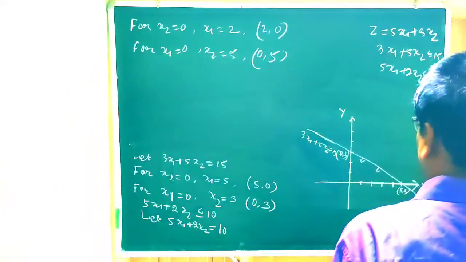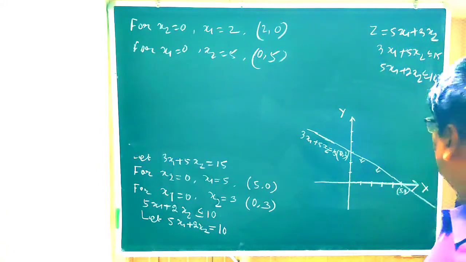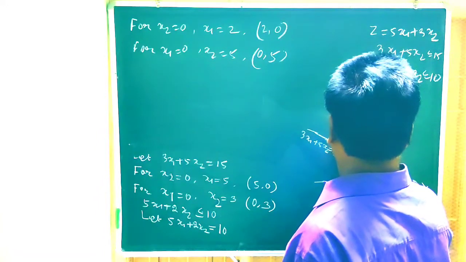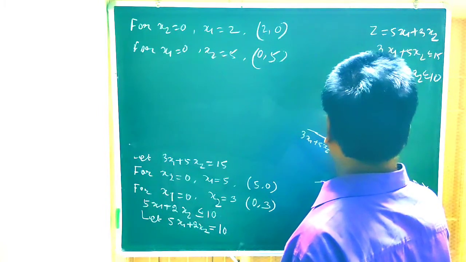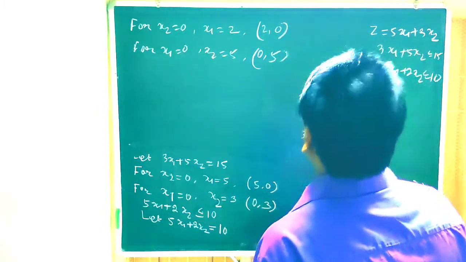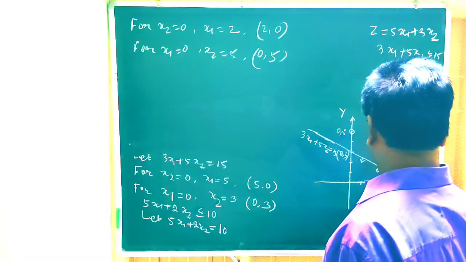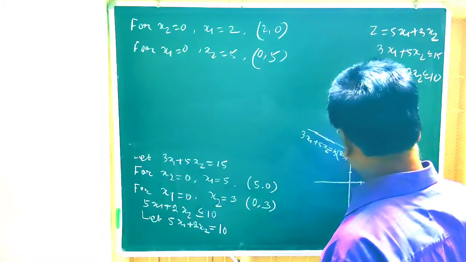So let us draw the graph. The first point is 0, 5. So here it will be 0, 5. This is the point. And 2, 0. Here is the point. So let us connect these 2 points.